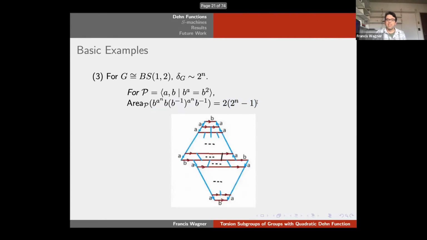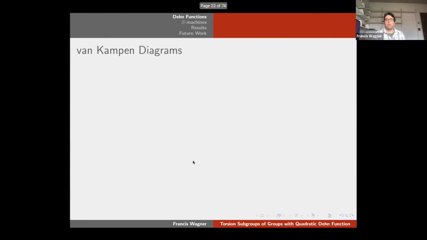And we can see that with this sort of drawing, where again, if you start at the bottom left of one of these trapezoids and walk around it clockwise, you get exactly one of these relators. And down here, if you walk around counterclockwise, you get exactly one of those relators. All right, so what this is doing is hinting at one of the main tools to study the Dehn function, which are Van Kampen diagrams.